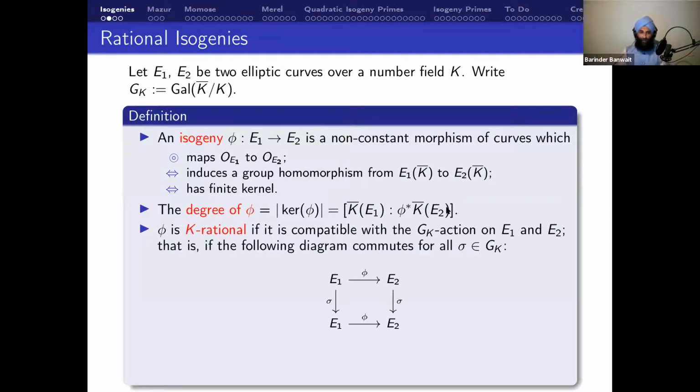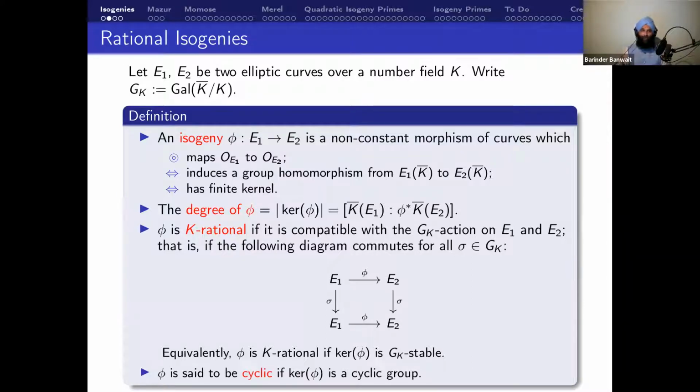And you say that the isogeny is K-rational if it commutes with the Galois action in the following sense. So if you take sigma any Galois conjugation and you consider this square, where the horizontal arrows are the isogeny and the vertical arrows are the Galois conjugation, then this square should commute for every sigma. Equivalently, the kernel should be Galois stable. And you say that the isogeny is cyclic if the kernel is a cyclic group.